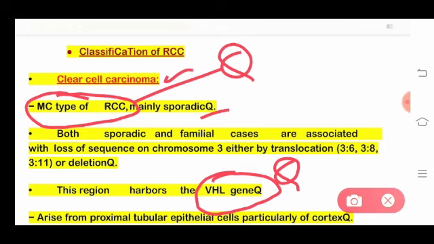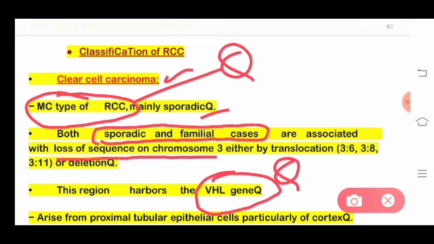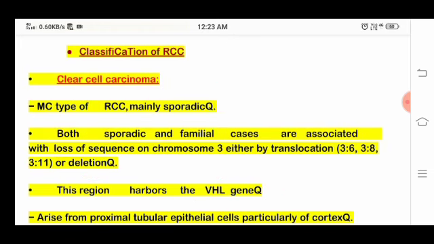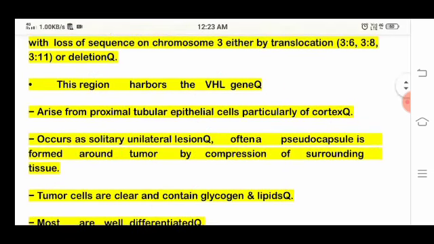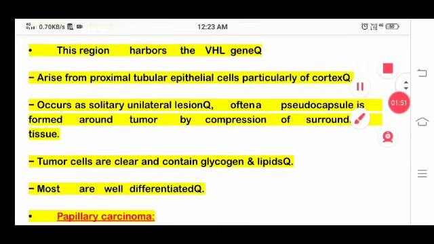In both sporadic and familial cases, there is loss of sequence on chromosome 3 by either translocation or deletion, and this location contains the VHL gene. That is why the VHL gene is lost or deleted in clear cell carcinoma. So these were some questions related to clear cell carcinoma.